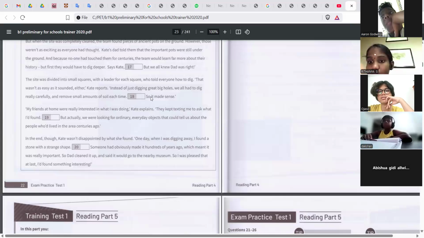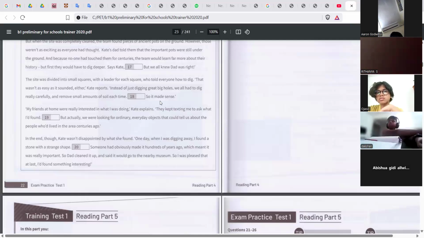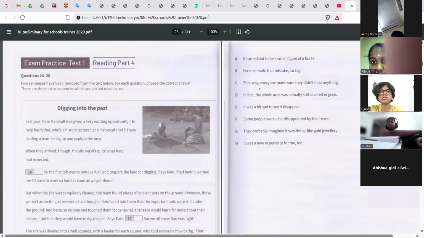What was the point they were making earlier? So you have to read both left and right hand side to fill in 18, isn't it? Yes. They talked about the small squares, so it made sense to go with the small holes, small squares, right? Instead of going for a big hole, go with the small squares so that you don't miss anything. Okay, so that's what the 18 is. 18 is a very big one here.